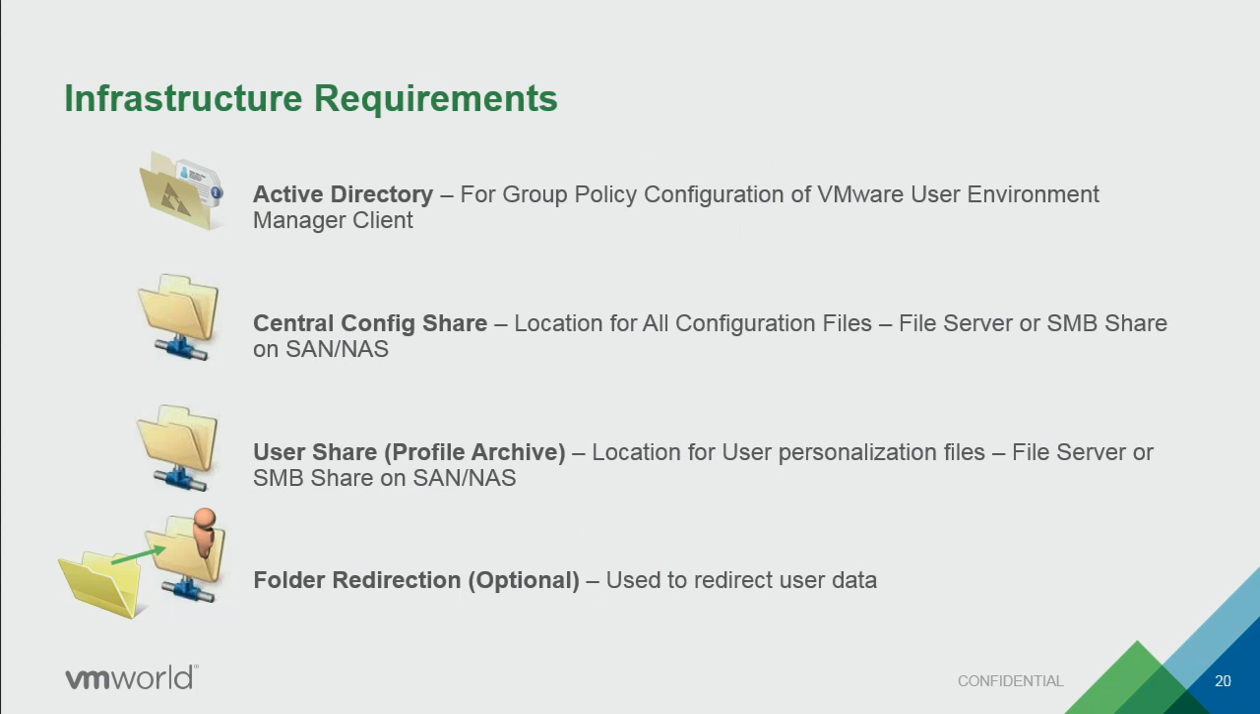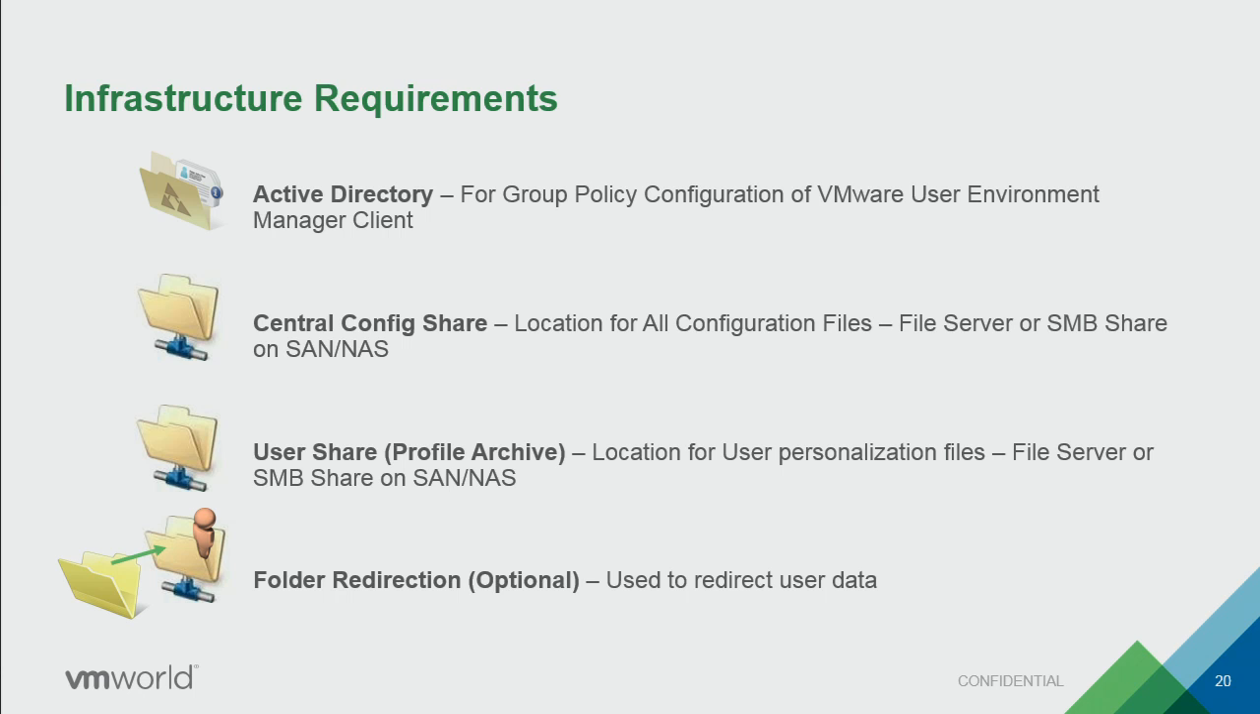So just real quick, these are the three you need. The Active Directory, obviously, you need to have that. You need to have the central config. This can be on any type of file server. It can be a Windows file server. This can be an SMB share on a SAN or a NAS of some kind. And the same with the user share. And this is where their profile archive goes. This is where all their customizations go. That can, again, be on a file server, SMB, whatever, however you want to work that out.